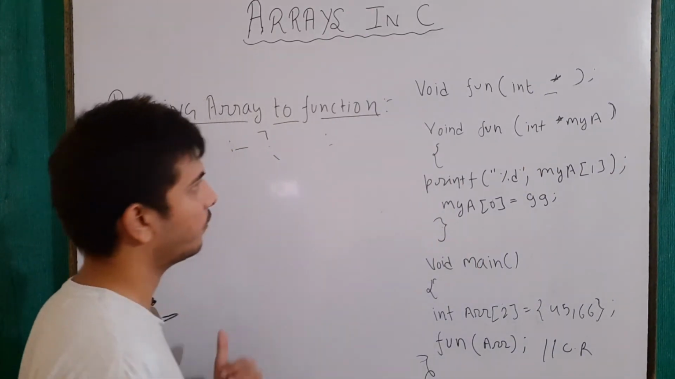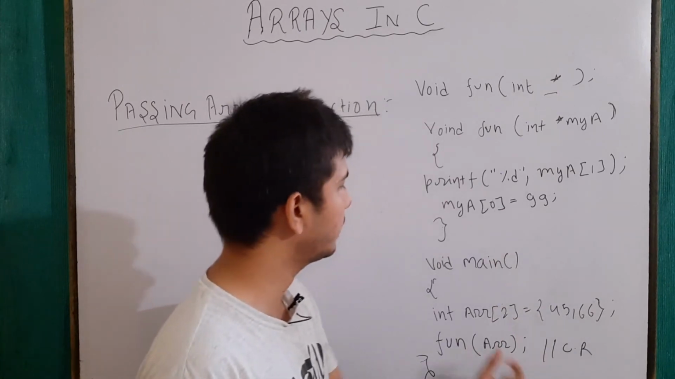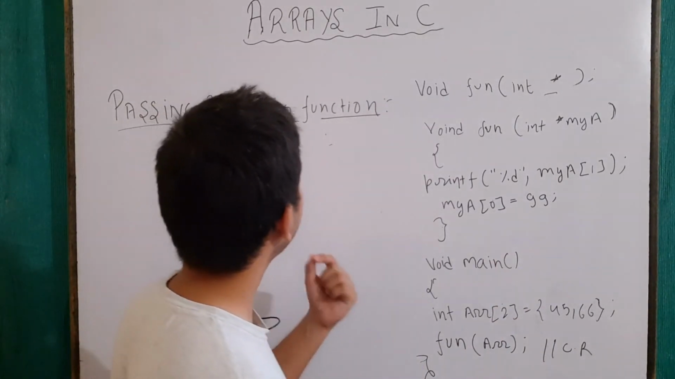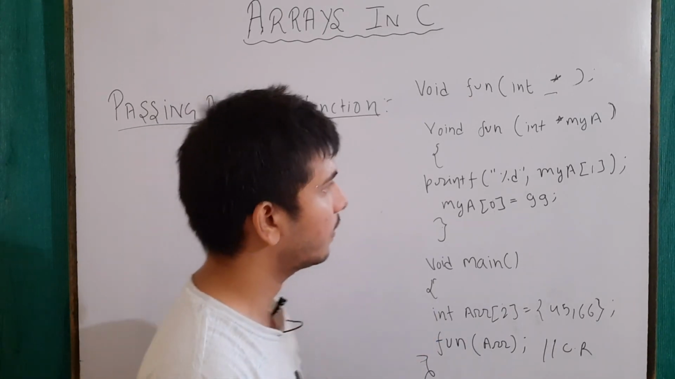Everything is the same as before, it is sending by call by reference. If any change is made here, it will also be reflected in the main array, and everything is the same, right? So remember that this is how we pass the entire array to a function.